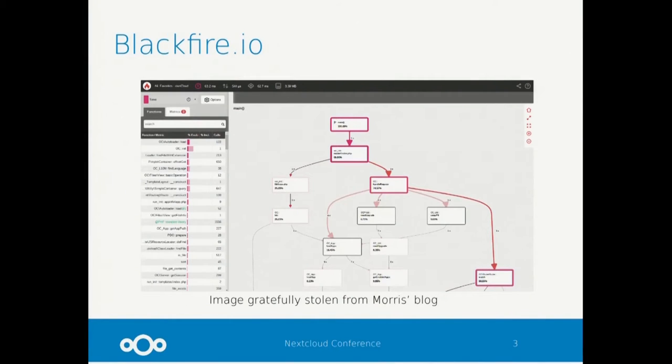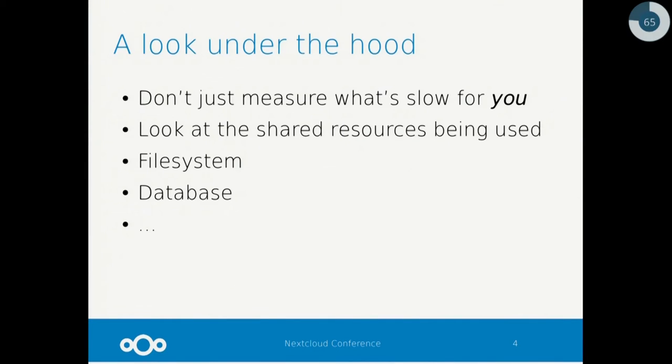But that has a limitation. It doesn't tell us what the code is actually doing. It only tells us what is slow on the specific request. Instead, we want to look at what the code is actually doing. What resources do we use? Do we make a lot of file system operations? Do we make a lot of database calls? But in tools like this, that measure just the time something takes, that doesn't always tell us the problems.